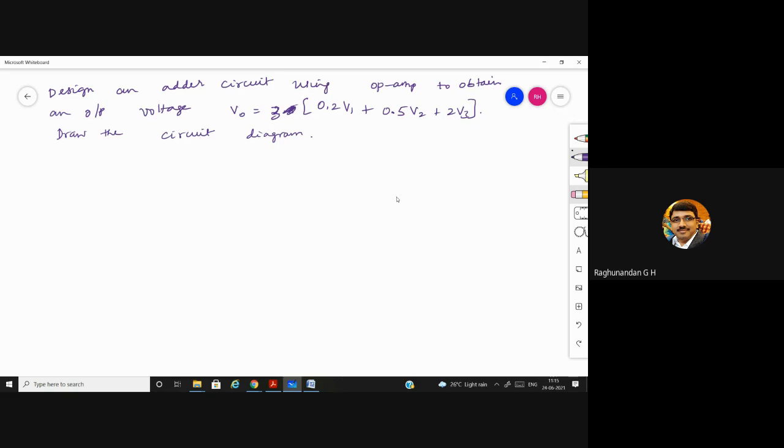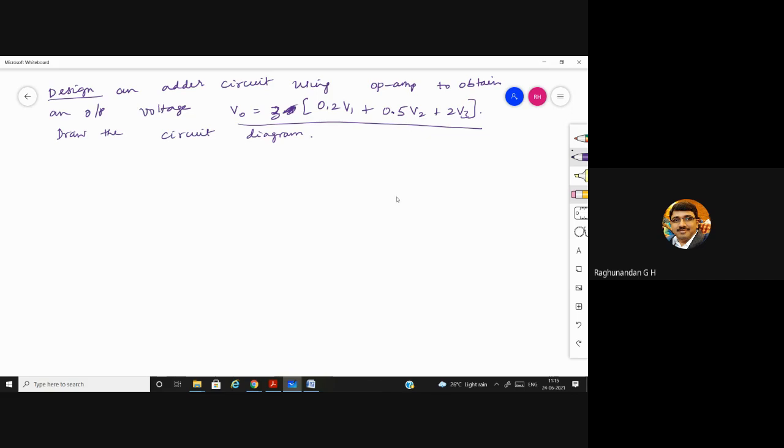Now, if you are going to apply the inverting adder, you need to look into the equation. This is a peculiar problem where they have given the output voltage and they are asking you to design. Design means what are they expecting from you? I have told you several times: design means resistance. You need to find the resistor values. Here they have given the output voltage equation. Use that and find the individual resistors.